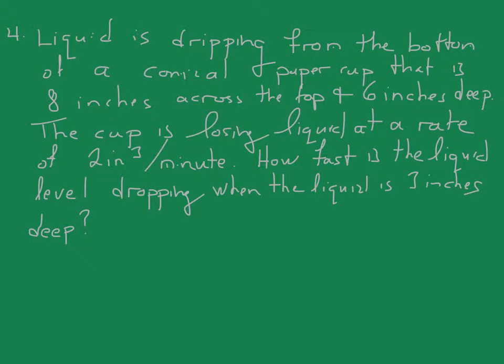All right, so what does it say? It says liquid is dripping from the bottom of a conical paper cup that is 8 inches across the top and 6 inches deep. The cup is losing liquid at a rate of 2 inches cubed per minute, and the question is, how fast is the liquid level dropping when the liquid is 3 inches deep?